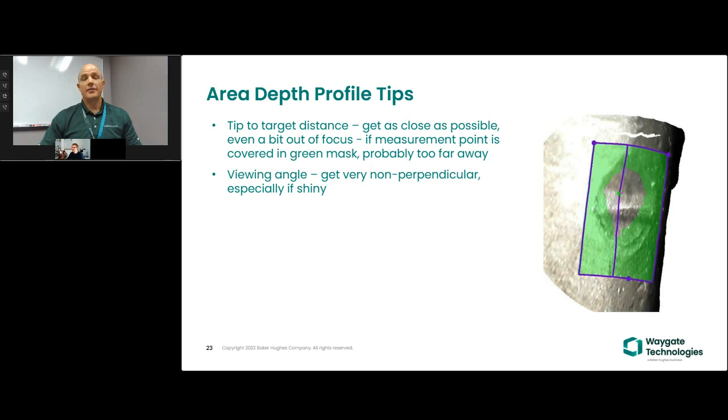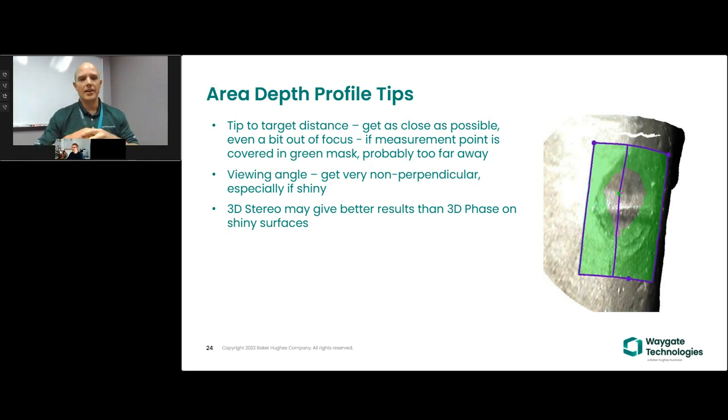Next, if it is a very shiny surface and you're having trouble with 3D phase, you might consider using 3D stereo, which can be a little bit more tolerant of those shiny surfaces if there's enough texture there, and if you use that viewing angle to manage the glare, because you really don't want glare in the measurement zone with 3D stereo.